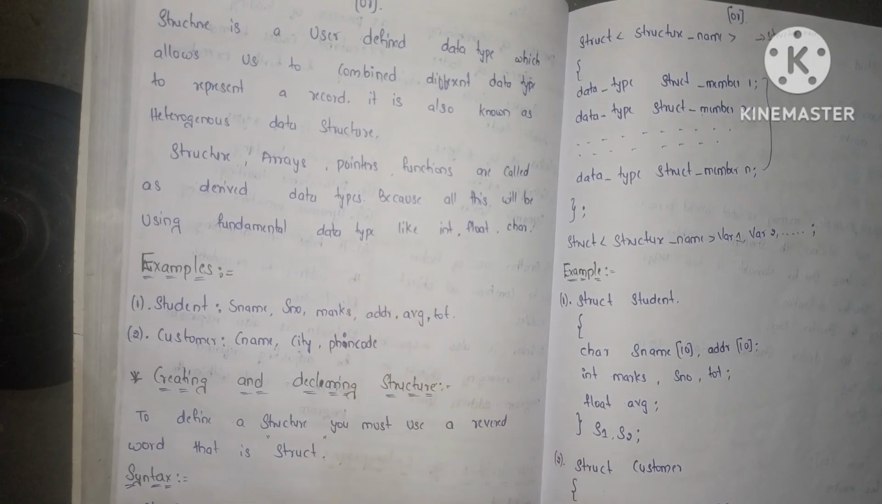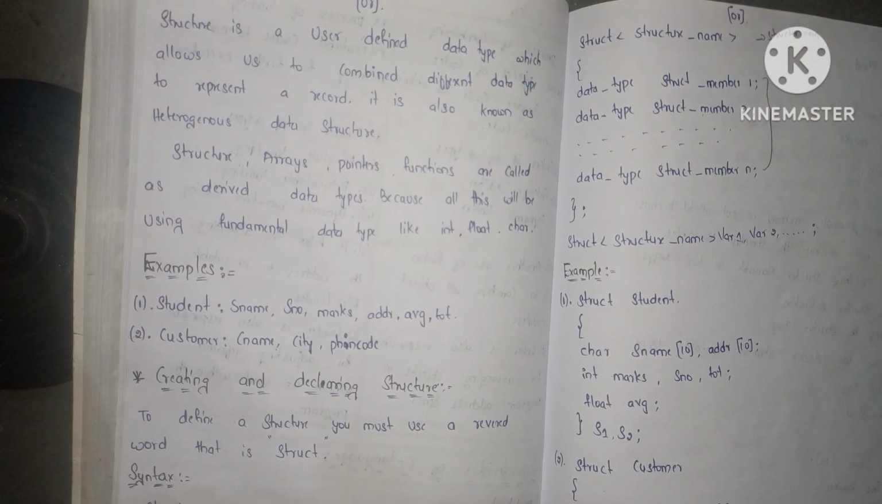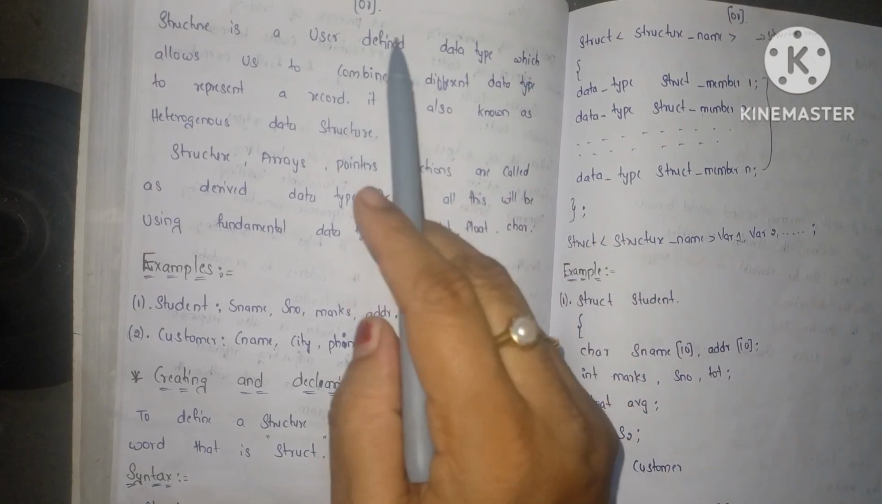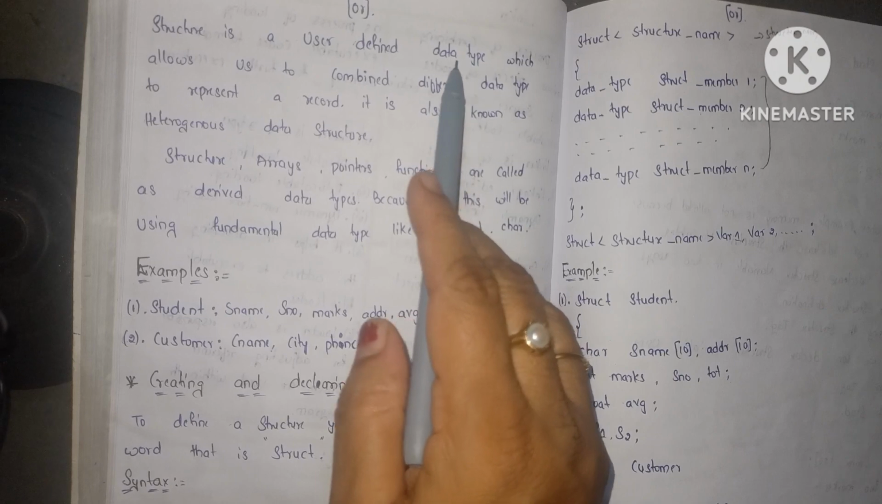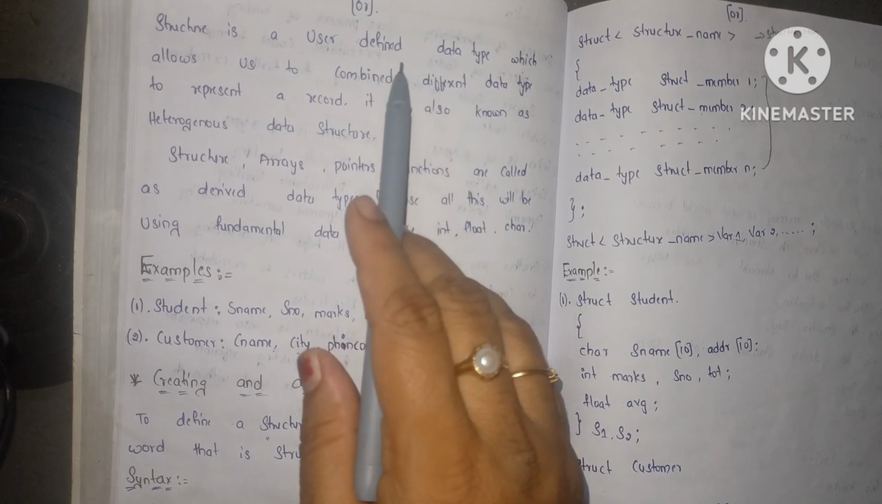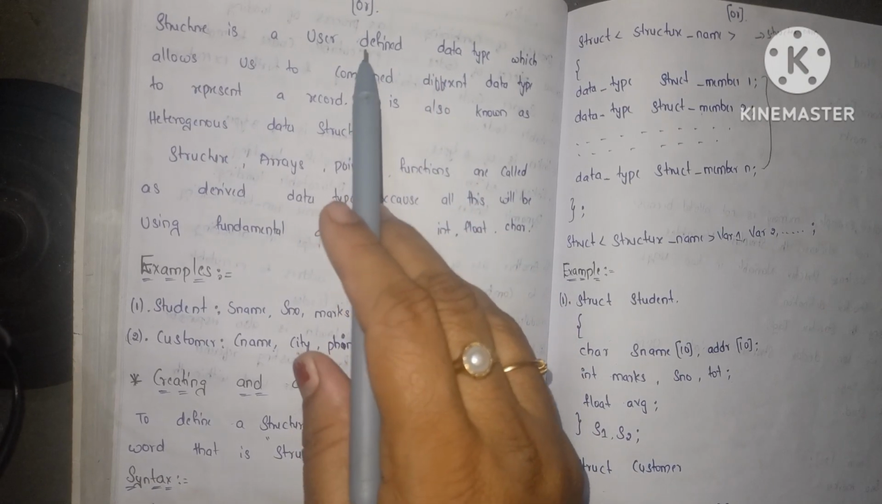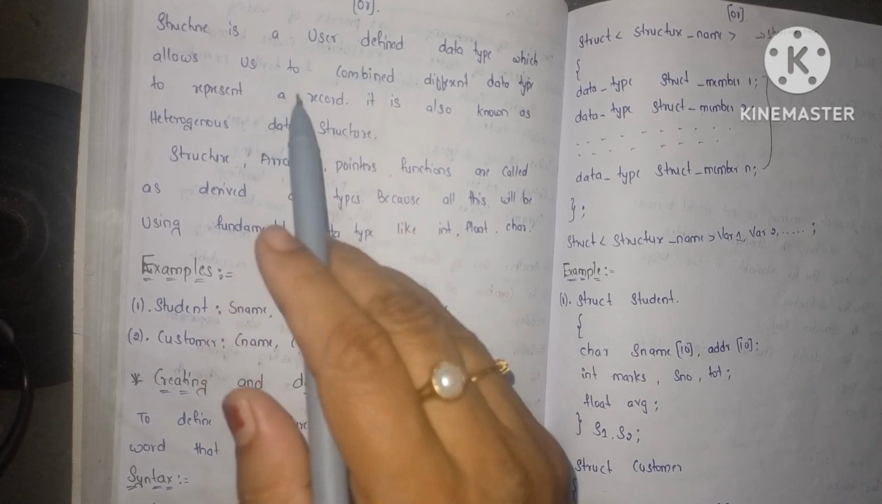Now I explain structure. What is a structure in C language? Structure is a user defined data type which allows us to store different types of data elements.